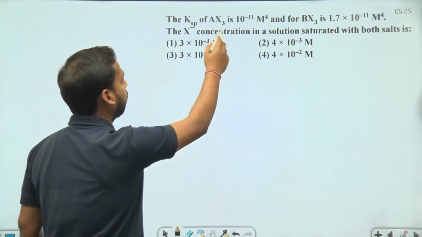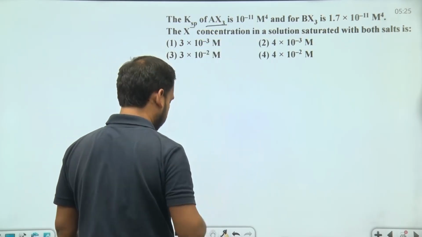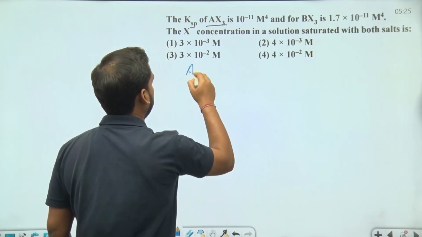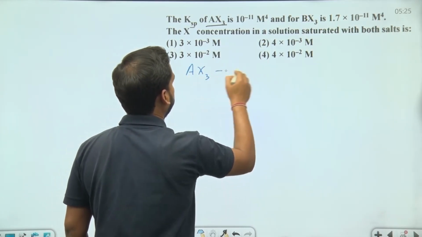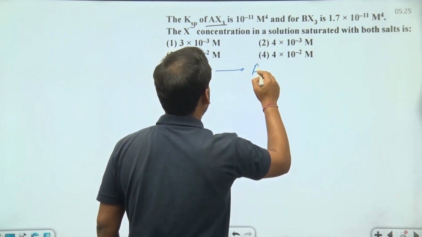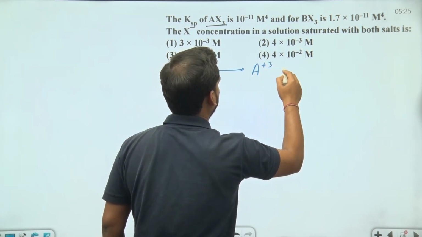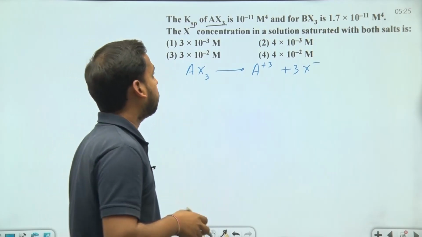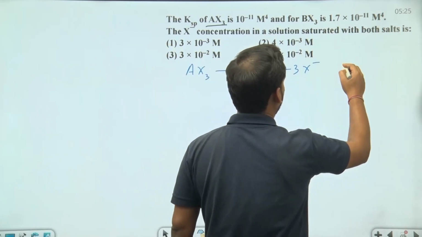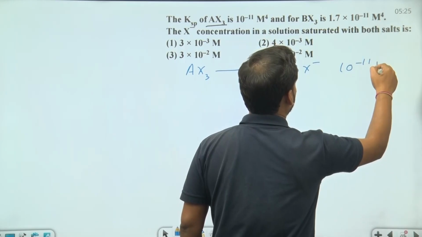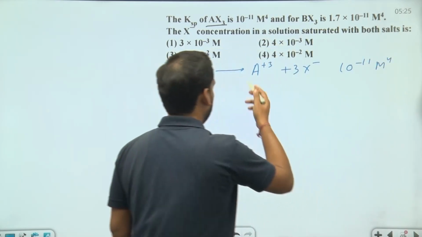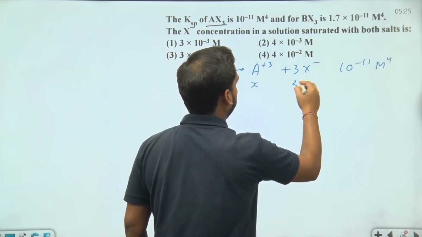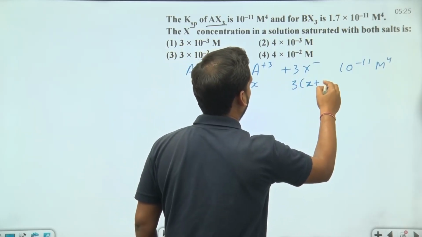So for the first part, that is AX3, it will break into A plus 3 plus 3X minus, and the KSP value for this is given as 10 to the power minus 11 molar to the power 4. So the solubility for this case, it will be X for A, and it will be 3X plus Y for X minus.